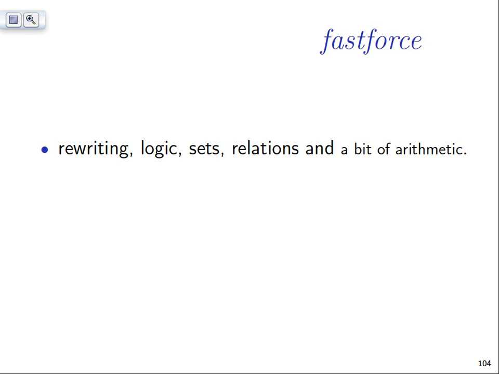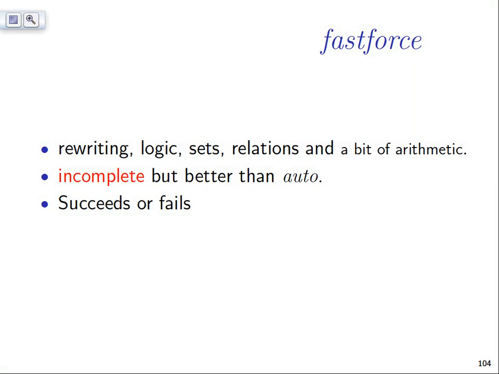So one level up is something called fast force, and it seems to do the same thing as auto, but the difference is that it's still incomplete, but it's significantly better than auto. But the drawback is it only succeeds or fails. So if it fails, it doesn't tell you why it failed. It just didn't work. And that doesn't really give you much of a hint what to do now. And it's also extensible with new simp rules like simp and auto are.